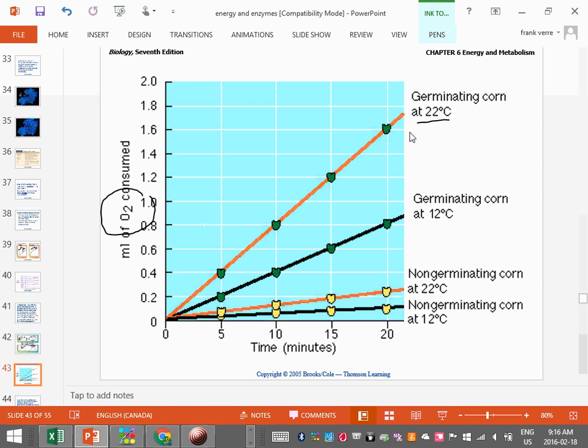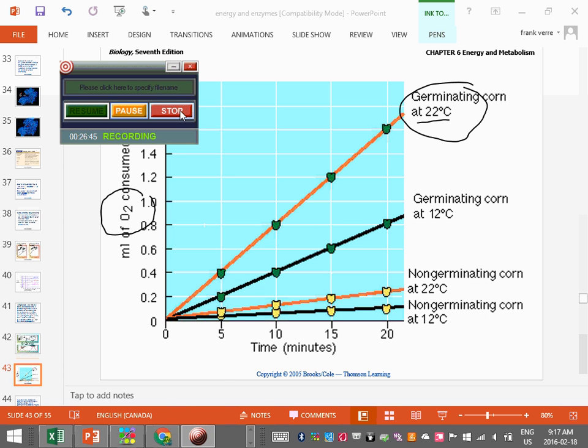So we expect that at a warmer temperature, the chemistry is faster, the breakdown of food is faster, the molecules are moving more quickly, therefore oxygen consumption is faster. Okay? So we're going to stop there and then we'll wrap up enzymes next time. The end.